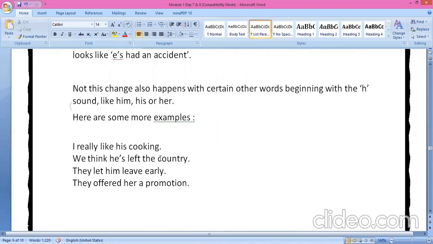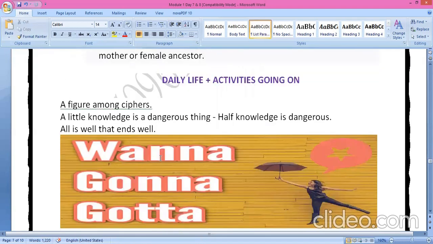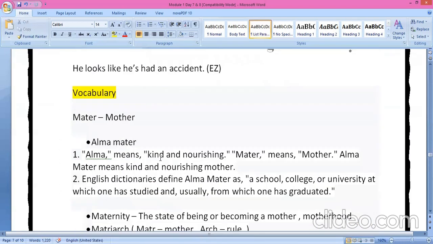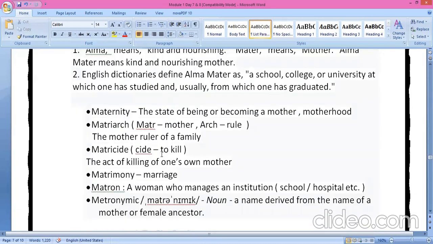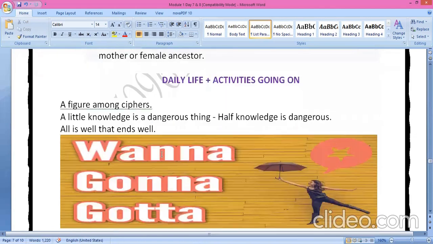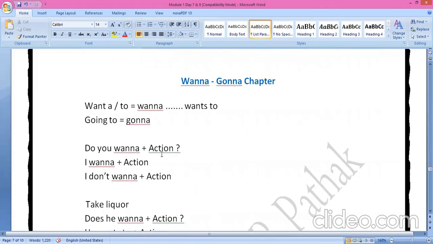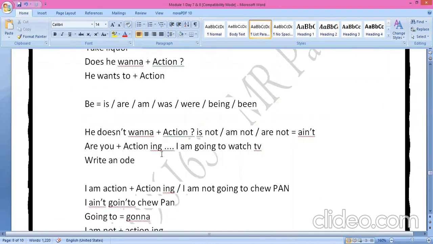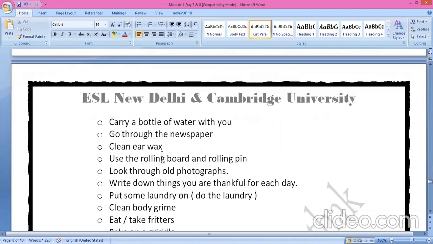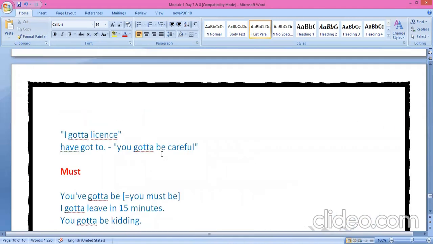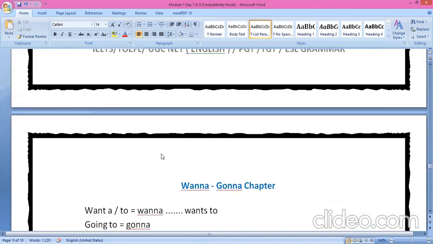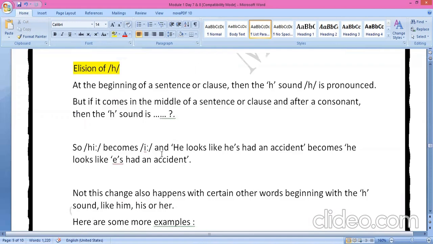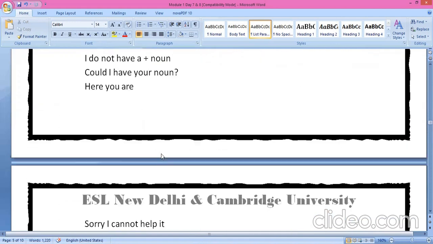Then we have TH and H assimilation. Have you done these vocabulary? Yes, it is done. Okay, no problem. I'll explain. I'll take the revision, don't worry. And then new vocabularies are there. Fine, no problem. We'll take it quickly, don't worry. So a few things are still left here.